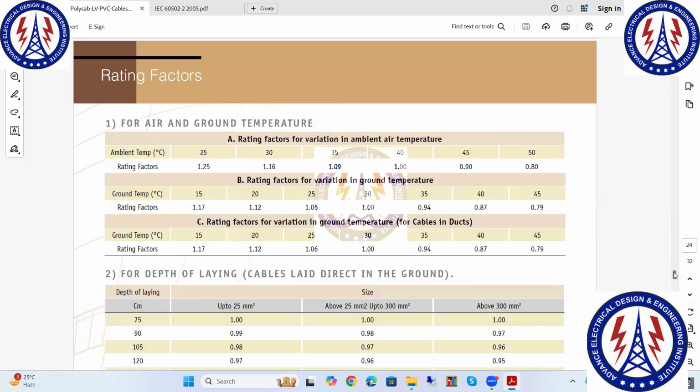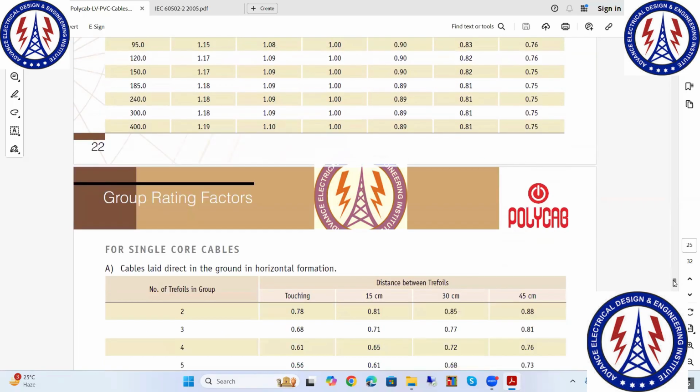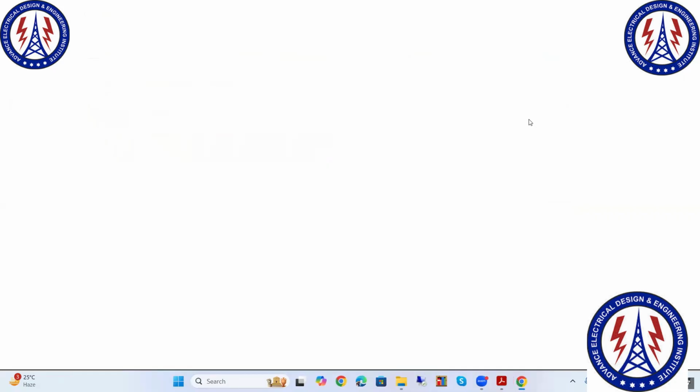So that's the rating factor which we have discussed. Now, second is the group rating. See, in the plant, we are not using a single cable. There are multiple cables, and because of spacing and number of trays, the group rating arises. And this depends on the single core and the three-core cable. So did everyone understand the trefoil formation? The question is for the new people only.